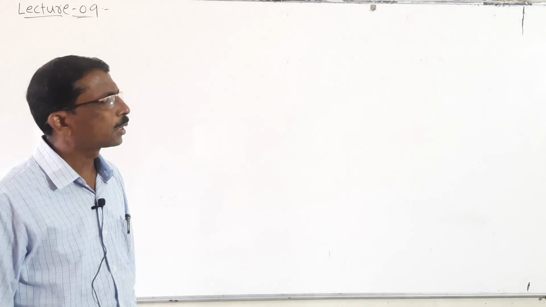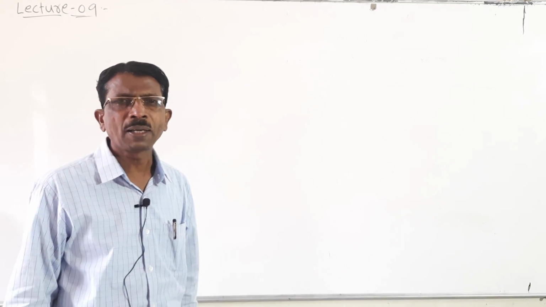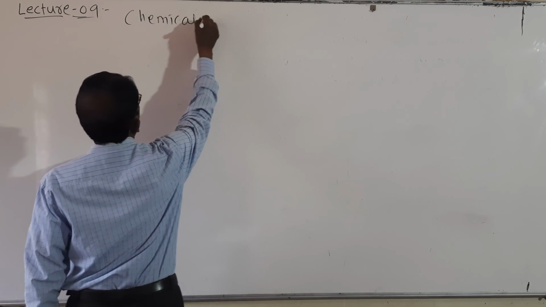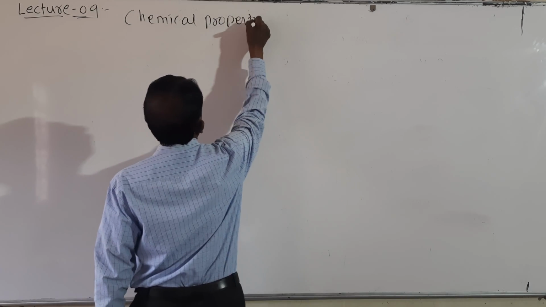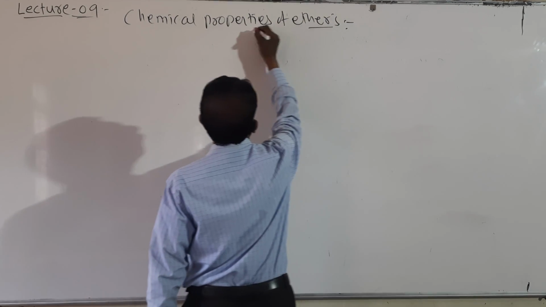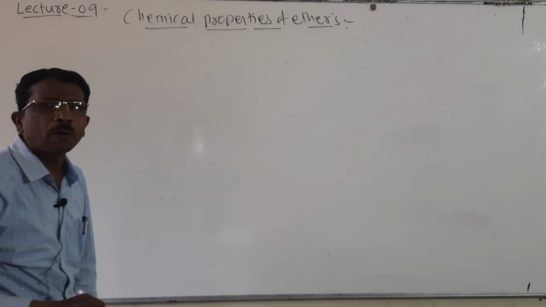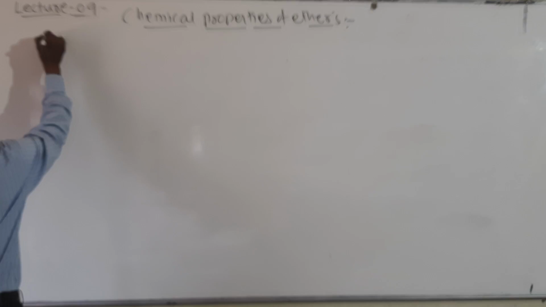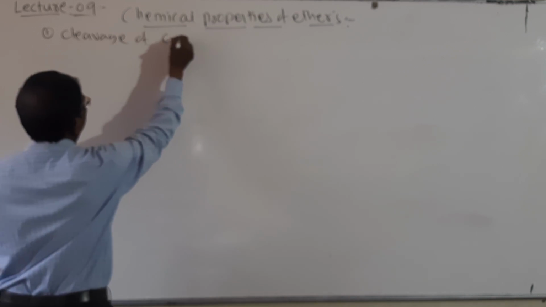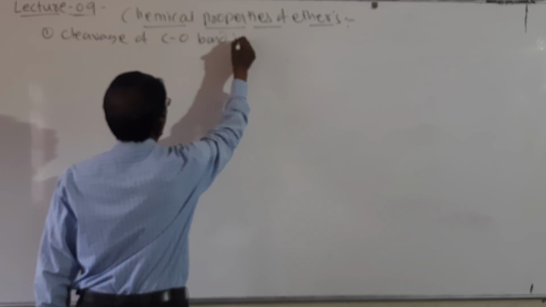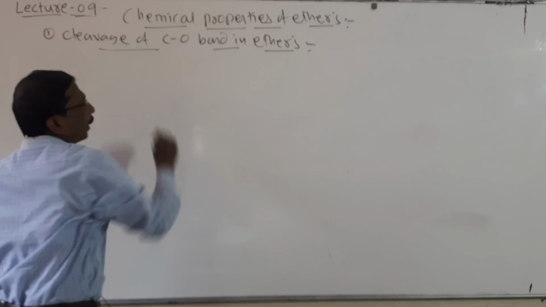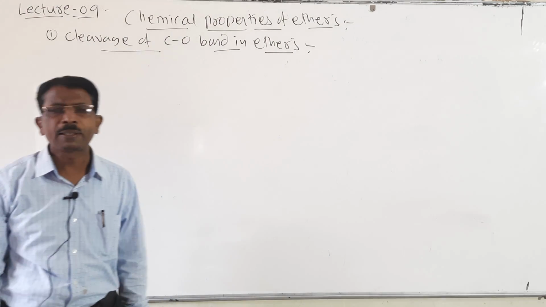So today we will discuss the chemical properties of ethers. Here in chemical properties, the first chemical property is cleavage of the C-O bond in ethers. Cleavage of C-O bond in ethers.